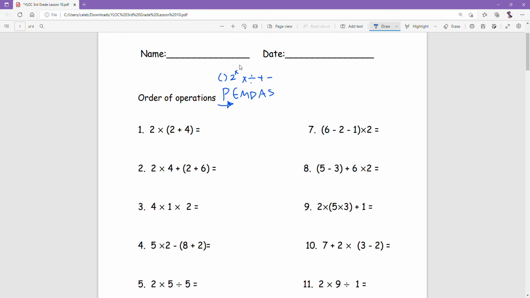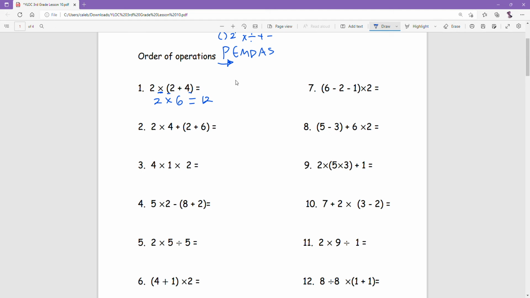So first we're going to look for parentheses, and we have parentheses, so we're going to do the things inside the parentheses first. So we have 2 plus 4, which is 6, and then our next step, since we have multiplication here, is 2 times 6, and 2 times 6 equals 12, so that's our answer for number 1. So let's look at number 2 here.